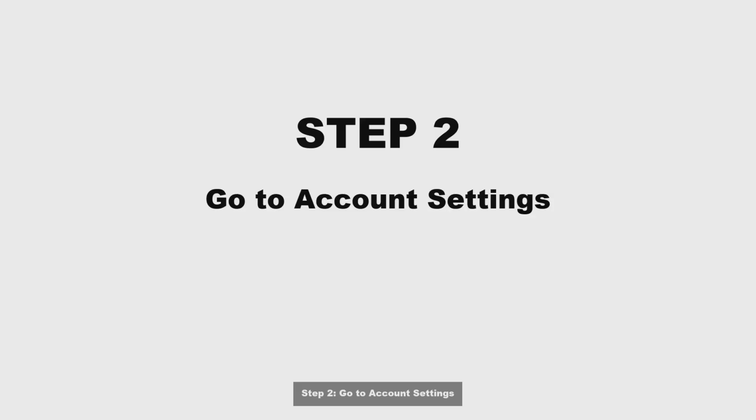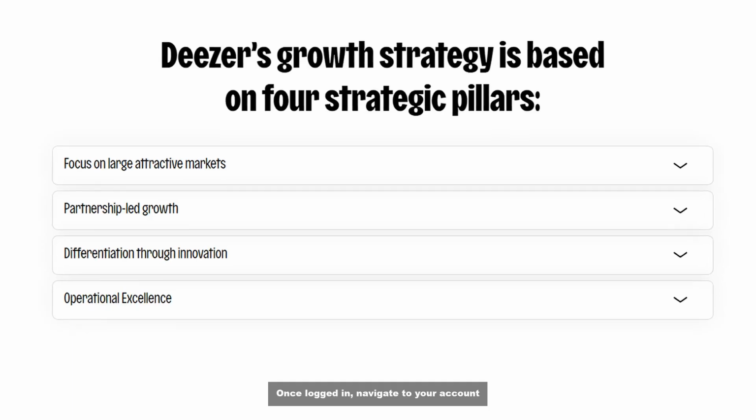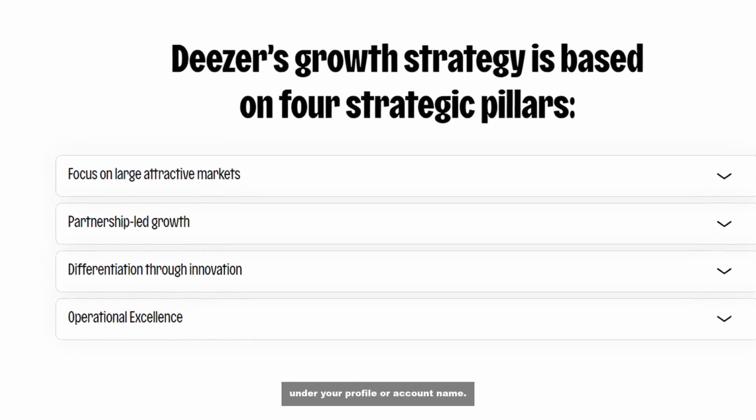Step 2. Go to Account Settings. Once logged in, navigate to your account settings. This is usually found in a menu under your profile or account name.